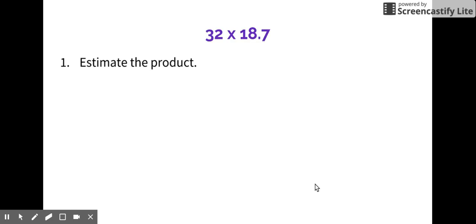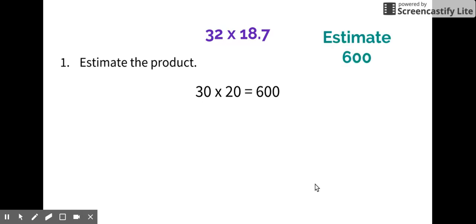Okay, if we're going to do another one, we've got 32 times 18 and 7 tenths. Okay, the first thing we do is estimate the product. To estimate and make these friendly numbers, we are going to round 32 to 30. Then we're going to do 18 and 7 tenths. We're going to round that to 20. Because 30 times 20 is close to our original factors, and those are easier to multiply in our head. So for our ballpark estimate, if we do 30 times 20, we get 600. So our estimate for this problem is 600.